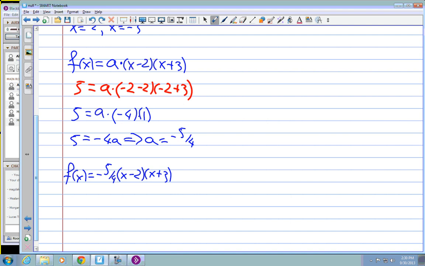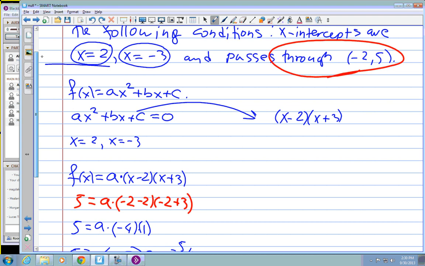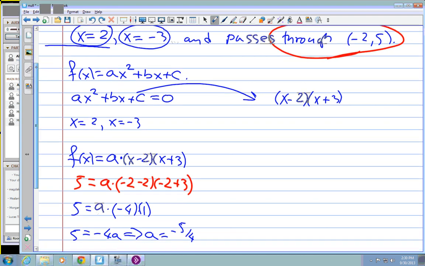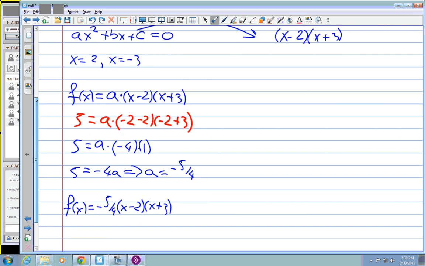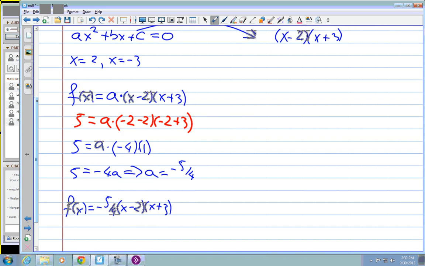Well, that was the y value of the point that was given to me, right? You see that point? So I plugged in 5 for y and negative 2 for x. So that's the answer. You don't need to FOIL this, since there's going to be a whole bunch of ugly fractions. But this function will give you a parabola that hits the x-axis at positive 2 and at negative 3, and it will go through the point negative 2 comma 5.